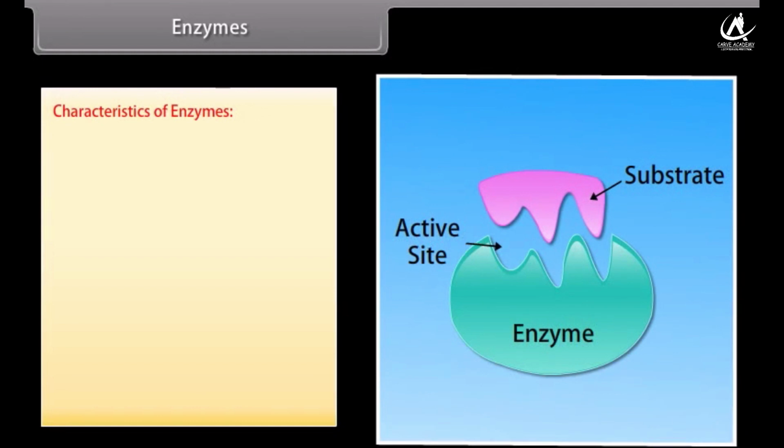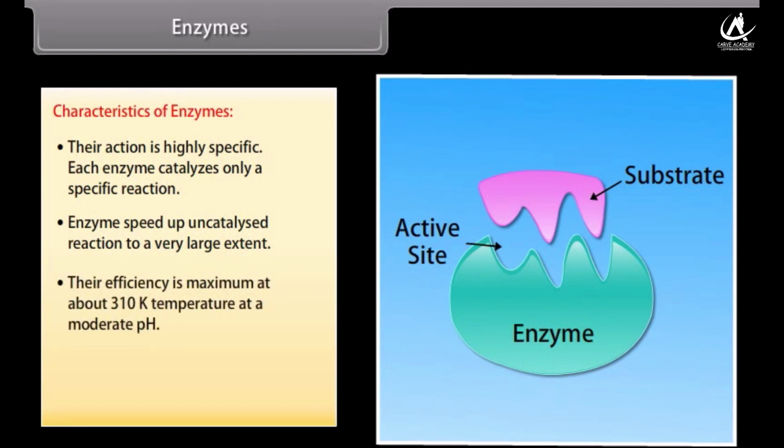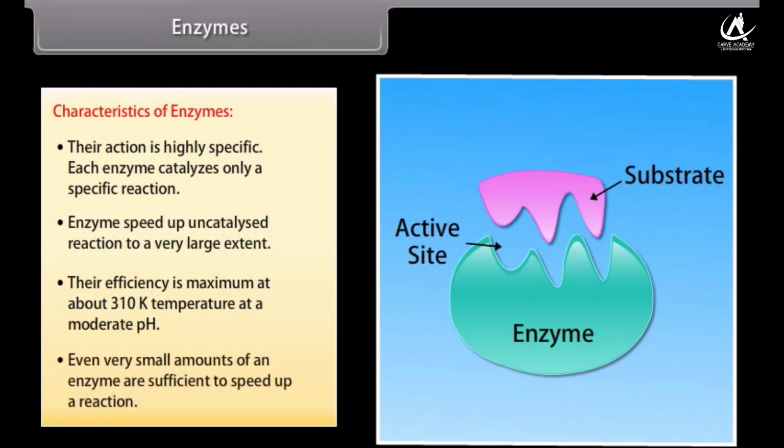Some common and important characteristics of enzymes are: their action is highly specific. Each enzyme catalyzes only a specific reaction. Enzymes speed up uncatalyzed reactions to a very large extent. Their efficiency is maximum at about 310 K temperature at a moderate pH. Even very small amounts of an enzyme are sufficient to speed up a reaction.